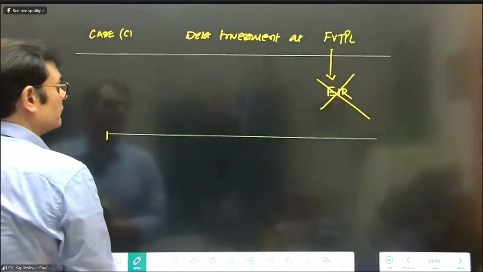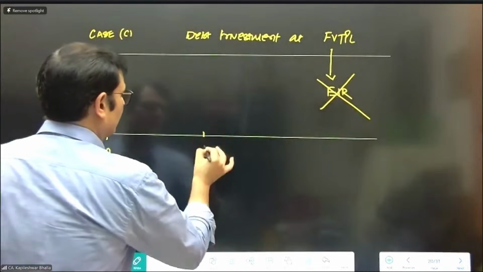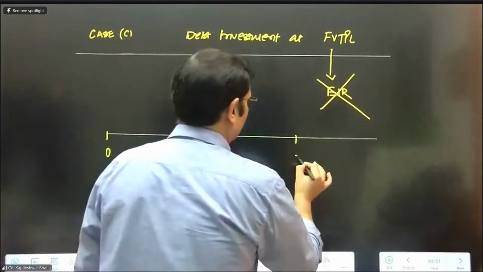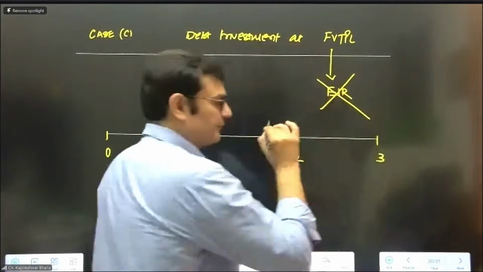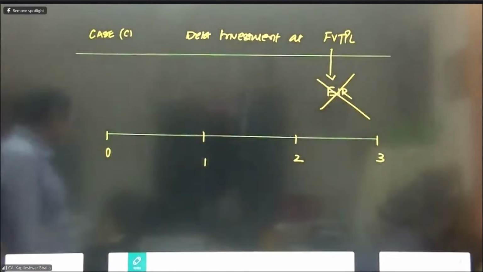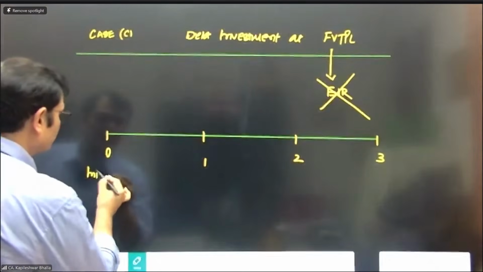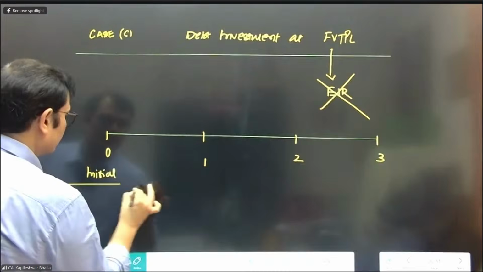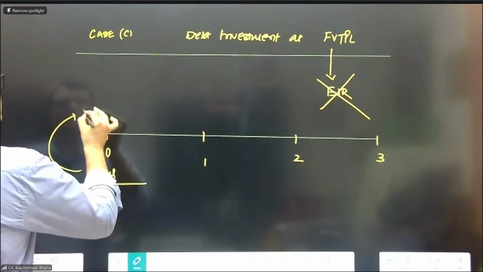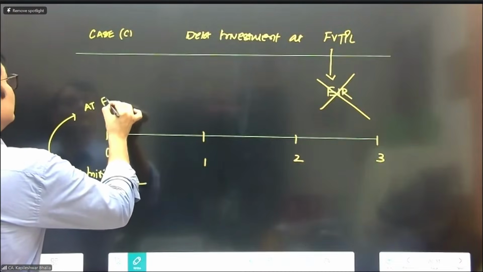We made a purchase of the investments at time 0. I'm looking at the end of first year, the end of second year, and the third year. So let's make a quick input on this. Your initial recognition is at fair value only.